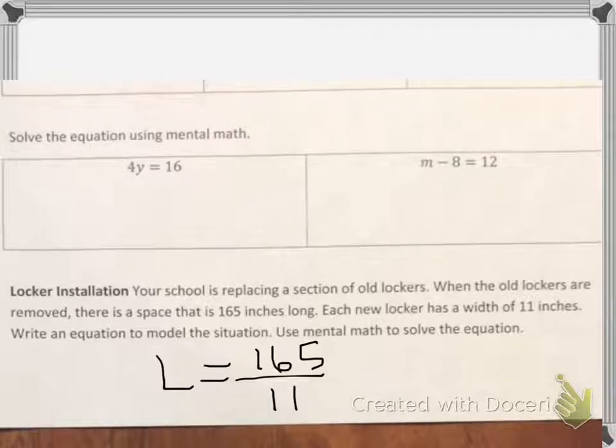Use the mental math to solve the equation. Well, again, you guys, if you can do that math in your head, do it. If not, just grab a calculator. On this one, I'm just going to grab a calculator and do 165 divided by 11. When I do that, I get 15. So I know I can fit 15 lockers into that space.